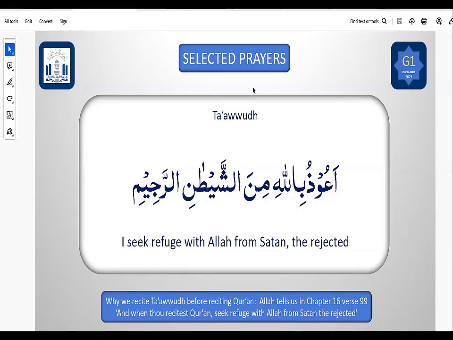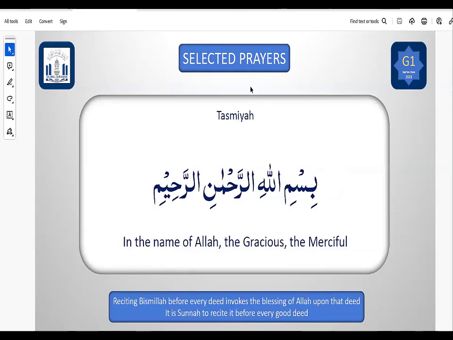Well done. And the translation, please. I seek refuge with Allah from Satan the rejected. Jazakumullah. And next, that's Bismillah.